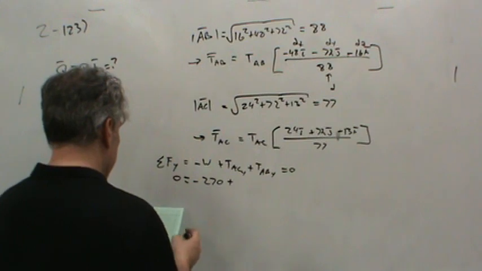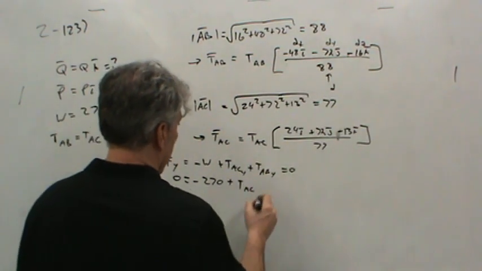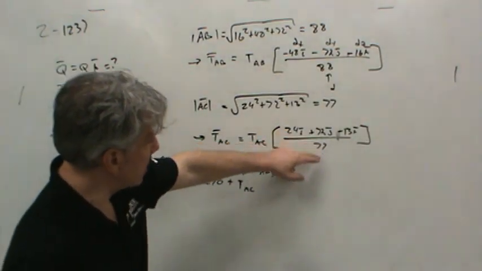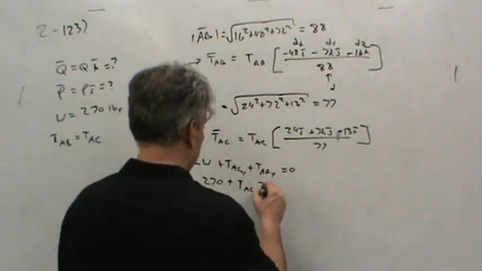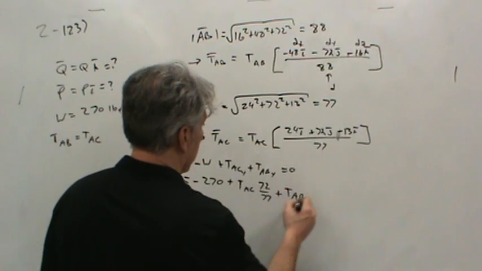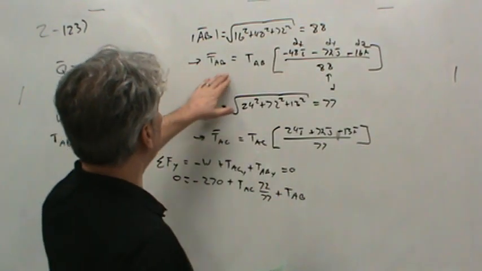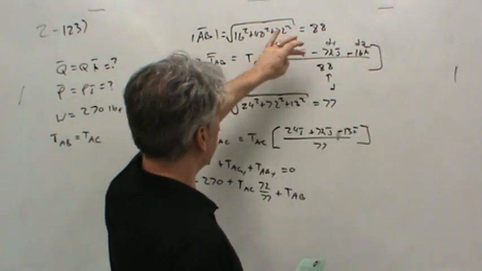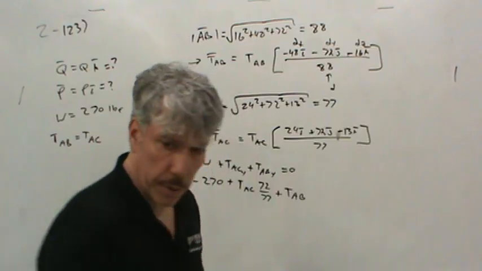Plus TAC. Well, we don't know what TAC is. But to get the Y component of AC, we need 72 over 77. TAB, to get its y component, we need negative, I didn't expect that to be negative. Let me look at the problem again.